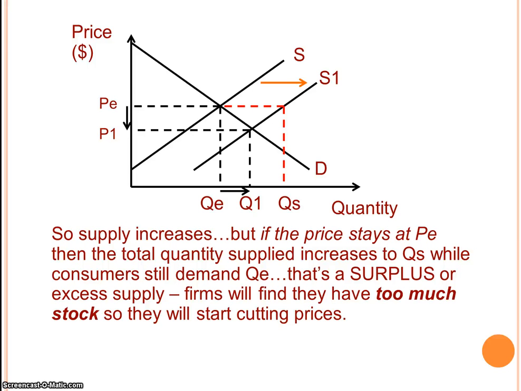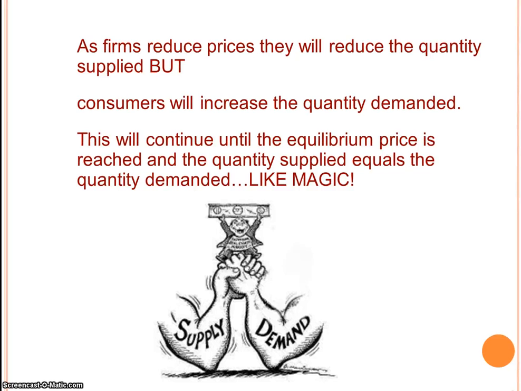Now the firms aren't going to like that. They're going to be carrying too much stock and they want to get rid of it. So they start to cut prices. As they reduce their prices, though, that will discourage a bit of production, so they will reduce the quantity supplied. The consumers, on the other hand, will be really happy because the price is coming down, so they'll increase the quantity demanded. That'll keep happening until the equilibrium price is reached.